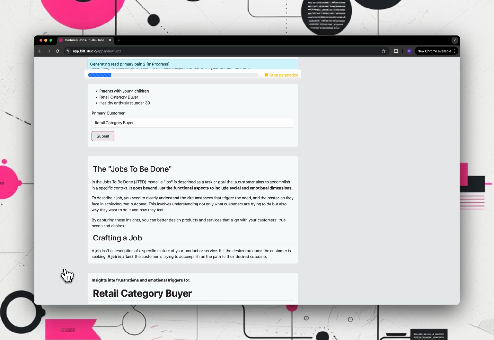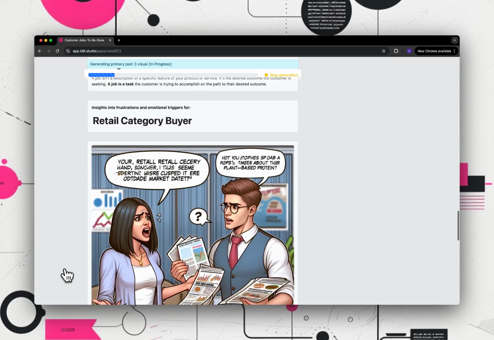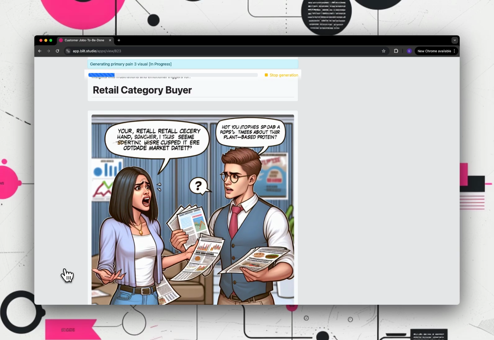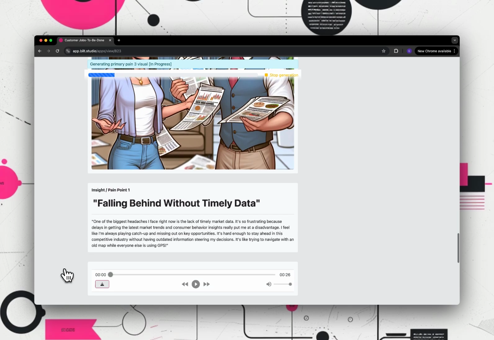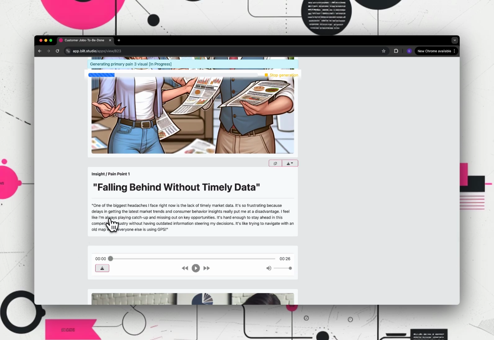And the goal is to find the highest score problems and start including those into the value propositions in our marketing copy, in our sales copy. So first problem is going to be presented with both an image of the problem itself and then a description of that problem. And the description is going to be as it's spoken in common speak. So this one's going to be falling behind without timely data.